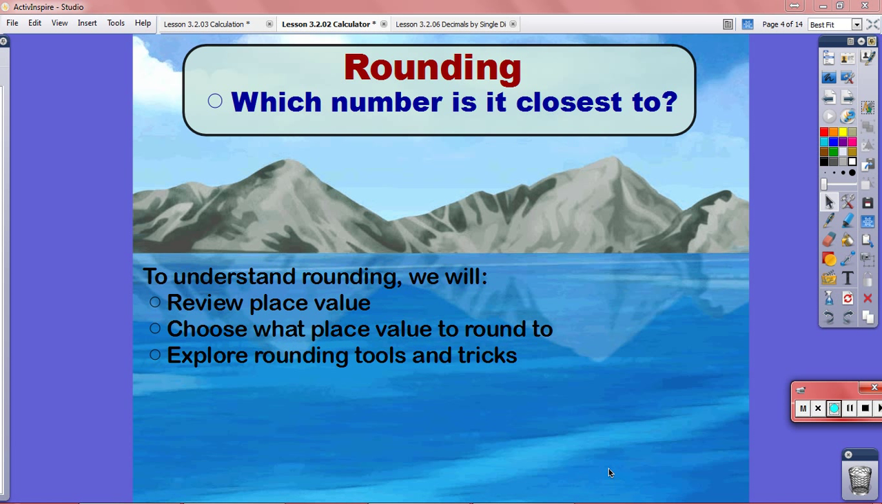Alright, we're going to take a closer look at rounding. Rounding is a part of estimation, but where estimation doesn't have any real major rules, rounding does have rules. So in order to understand rounding, we're going to review place value, we're going to choose what place value to round to, and we're going to explore some rounding tools and tricks. Right now I'm focusing on decimals, but you can also round with fractions.